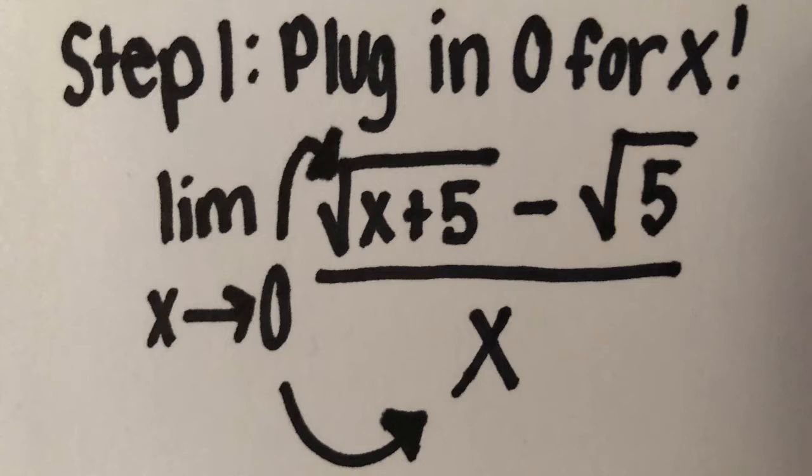First, we must plug in 0 wherever there is an x in the problem because we are taking the limit as x approaches 0. The arrows in this image indicate where we are plugging in 0 for x. If the problem gave us a different number with the limit, we would plug in that for x. For example, if we were given the limit as x approaches 2, we would plug in 2 for x. However, this problem gives us 0, so we plug in 0 for x.